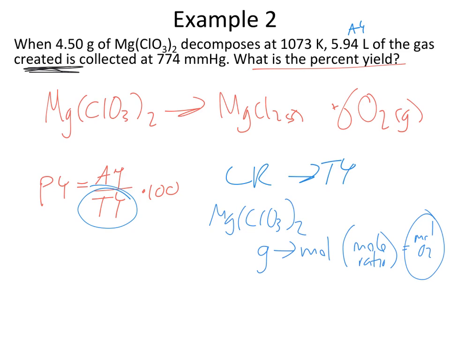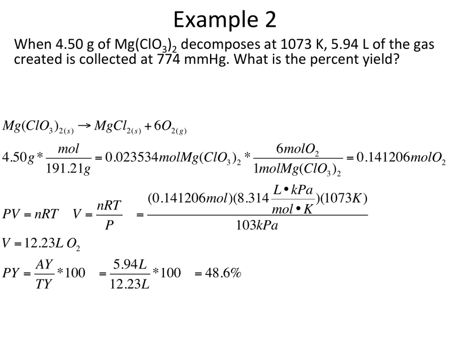Once I know this, I'll look again. I have temperature, I have moles, and I have pressure. I can figure out what my volume is. The volume that I create is my theoretical yield, and I can get a percent yield percentage. So this is what we see over here.